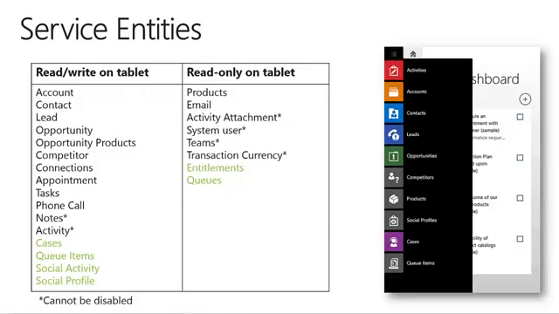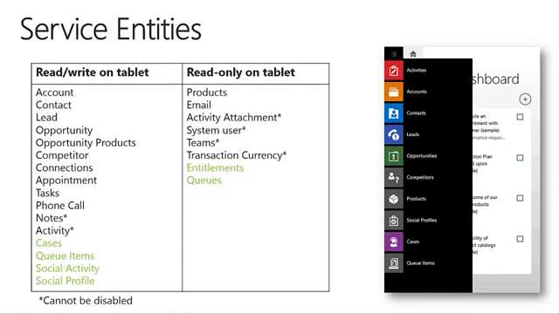Another enhancement with this release is the list of supported entities has been expanded. The entities shown in black text are out-of-the-box entities that were initially available in CRM for tablets. These were in addition to any custom entity. The entities in green text are service-related entities that were not previously available on CRM for tablets, but are now available as part of this update.